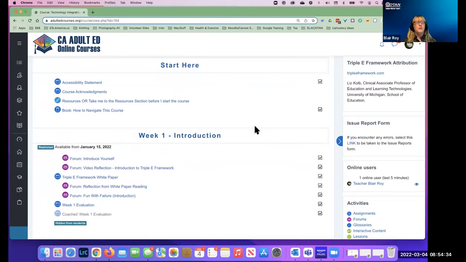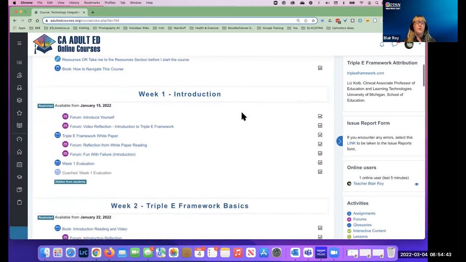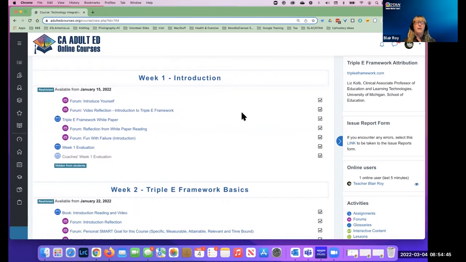The course starts off with some basic accessibility statement, course acknowledgement, resource links, and then how to navigate the course. Then we go into the meat of the course with week one and week two. In week one, we have introduction, and as you see, we have a lot of forums in week one. We used forums in the course to build community and to get active discussion going with the participants.